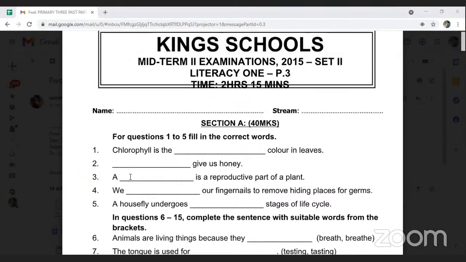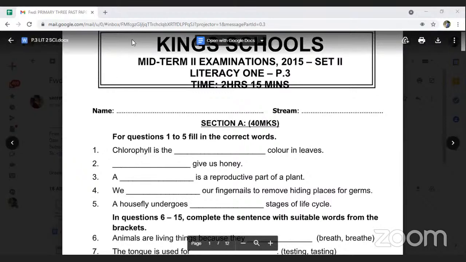A flower is a reproductive part of a plant. Are you saying a flower or a flower? A flower. Okay. A flower is a reproductive part of a plant. As simple as that. Excuse me, teacher. Yes. What does reproductive mean?